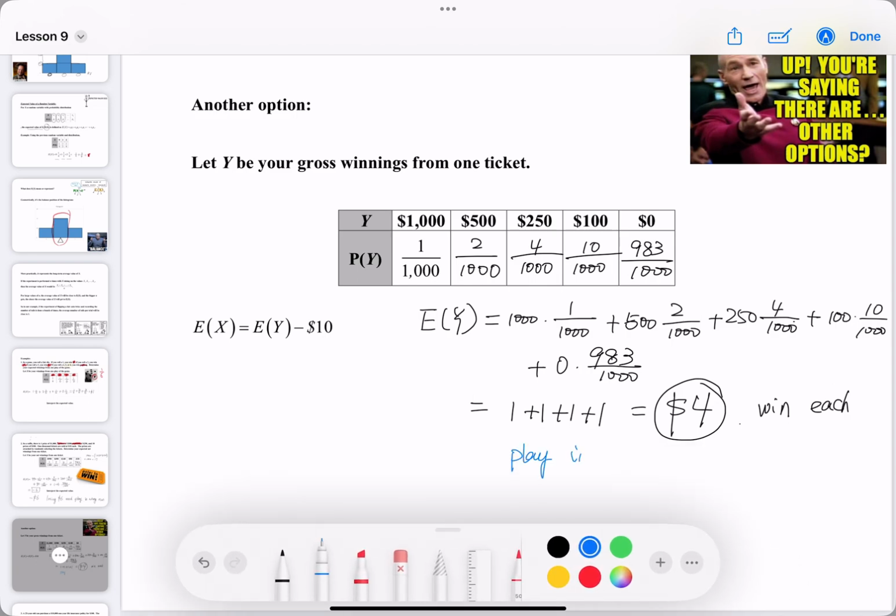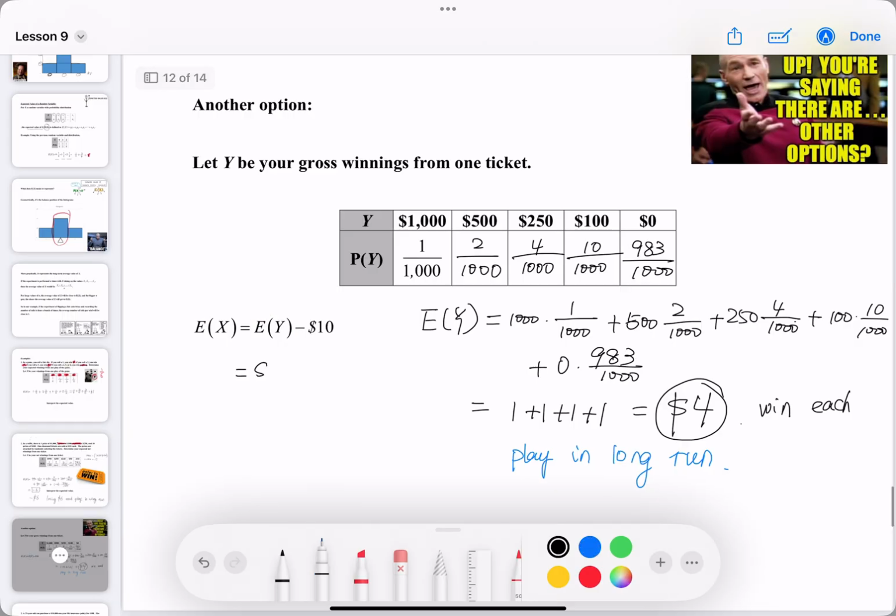In the long run, the average is $4. But what is the problem? Each time I'm drawing a ticket, I must pay $10. So I must use my $4 here, minus each time I'm going to pay for playing.